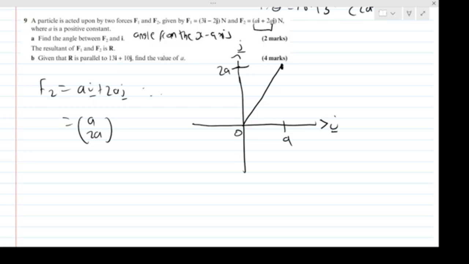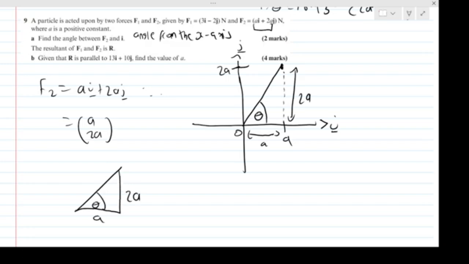So from the x-axis to my line, it's going to be this angle here, right? Between the x-axis or the y-axis and the vector. So there we are. So again, we get this triangle. We're going to go A across and 2A up. That's theta. This is A and that's 2A.